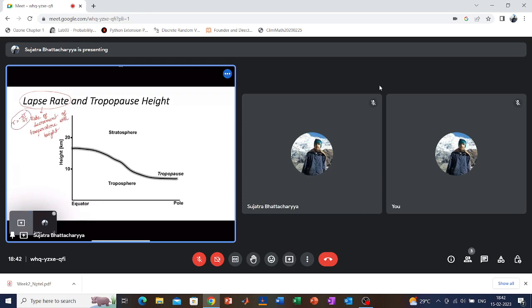Okay, fine. Now what happens is that this is now the tropopause height.